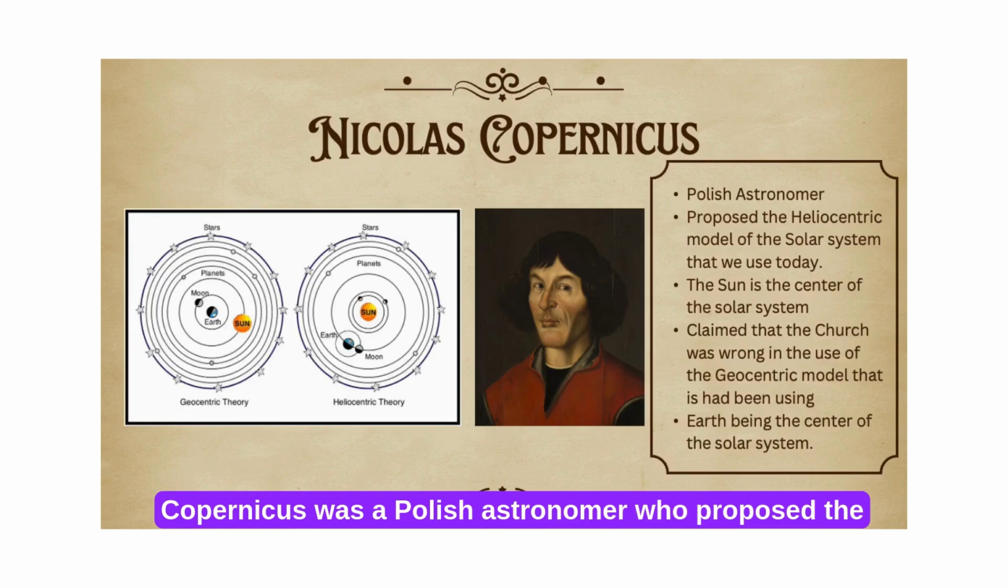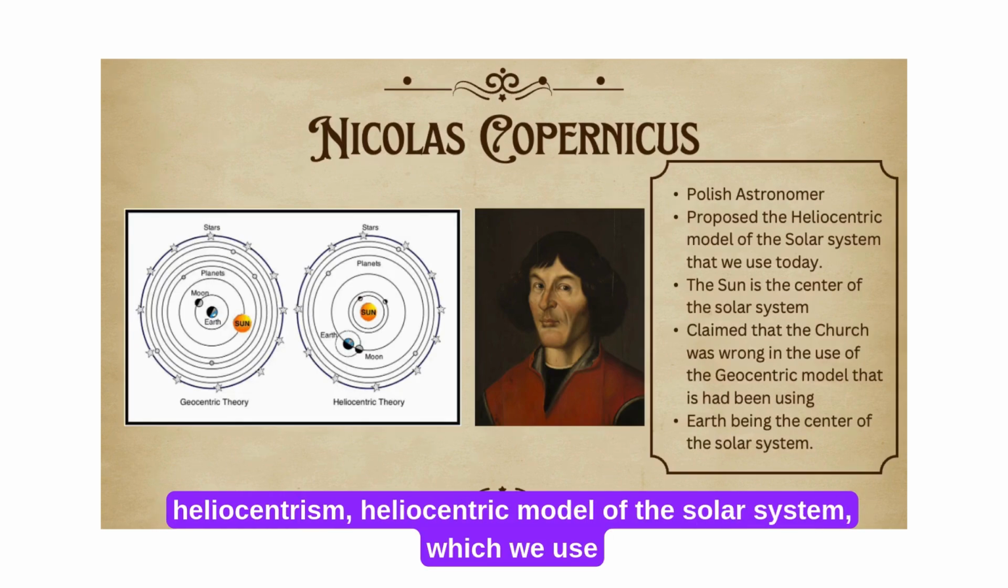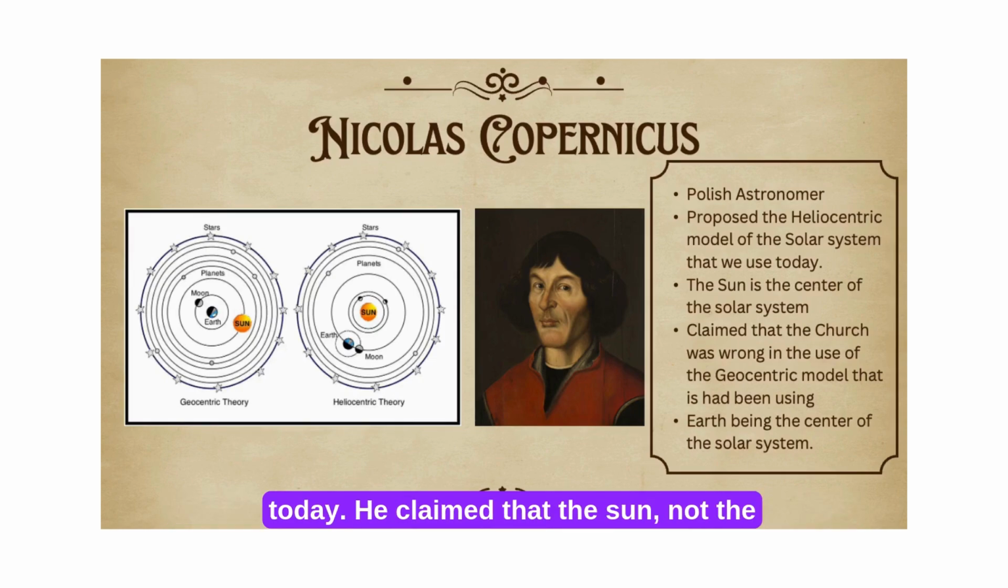Nicholas Copernicus was a Polish astronomer who proposed the heliocentric model of the solar system, which we use today. He claimed that the sun, not the Earth, is the center of the solar system, challenging the Church's geocentric model.